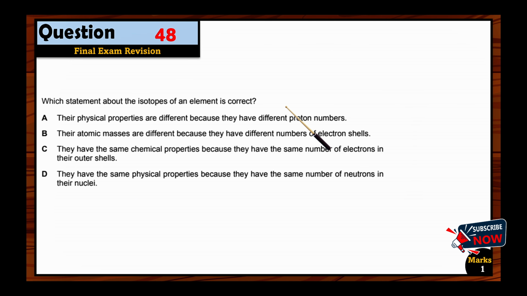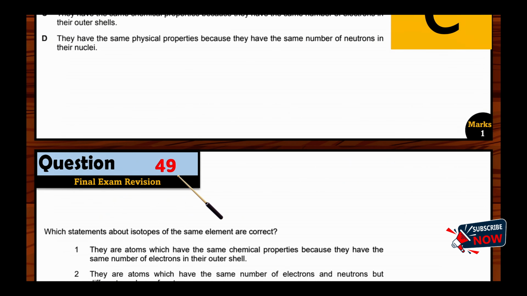B, their atomic masses are different. Atomic masses are different because they have a different number of electron shells. That's also wrong. The electron shell number is also the same. They have the same chemical properties because they have the same number of electrons in their outer shell. Yes, they have the same chemical properties because they have the same number of electrons. Okay, option C is right.